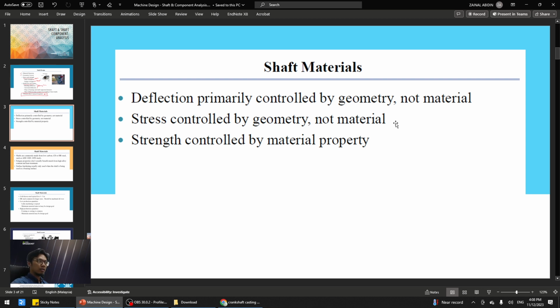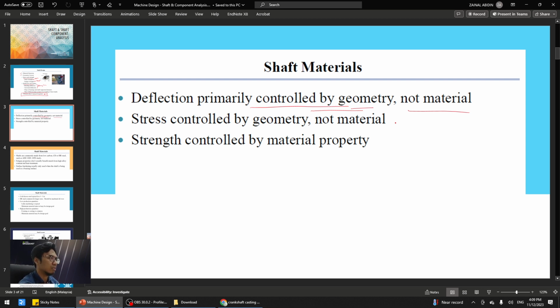So the point is, when you design a shaft and you're not checking or controlling your geometry into a proper dimension, it's not a wrong selection of material, but a wrong geometry of your shaft itself that makes the shaft fracture or break. Okay, and the stress is controlled by the geometry, not by your material selection.